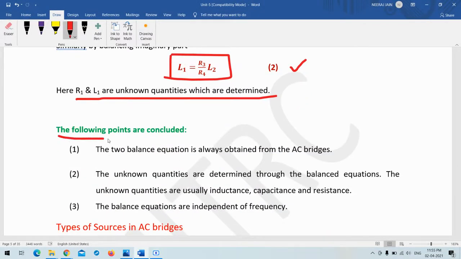The following points are concluded with this calculation. The two balance equations are always obtained from the AC bridge.